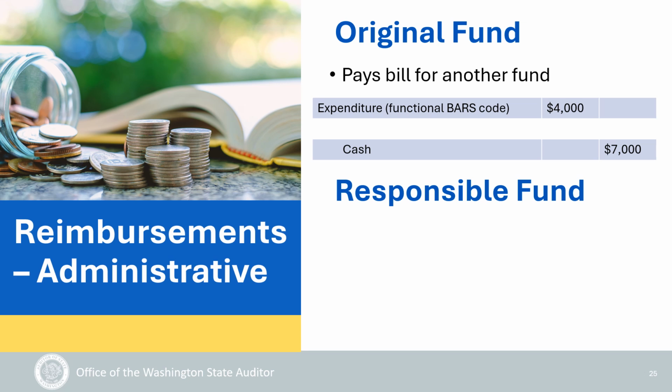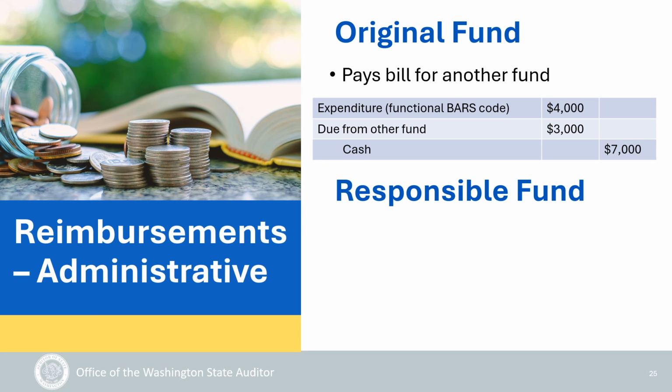But our journal entry isn't balanced. We need another account to debit. This is where the due from other fund account comes in. The minute the general fund pays the sewer fund's portion of the bill, the general fund is owed money from the sewer fund. That means the general fund records a receivable.